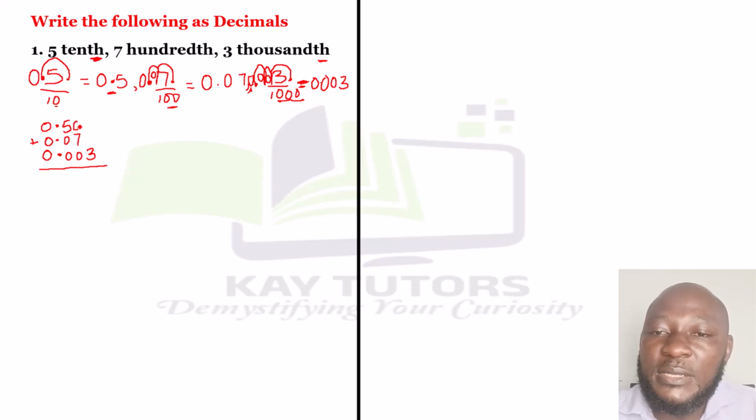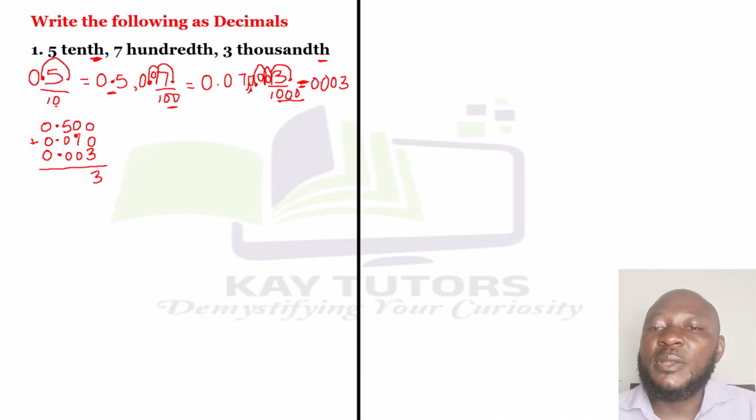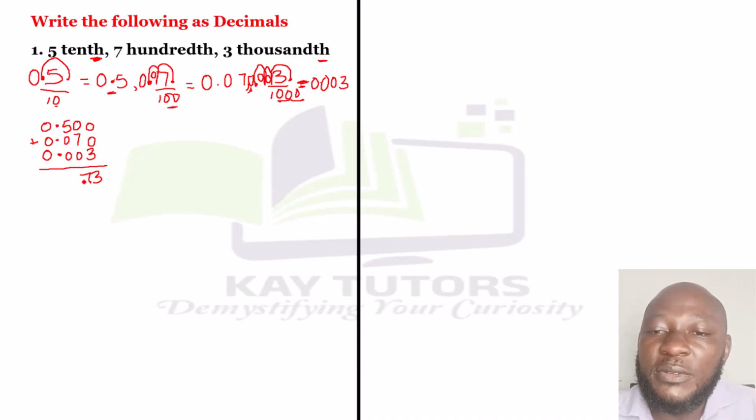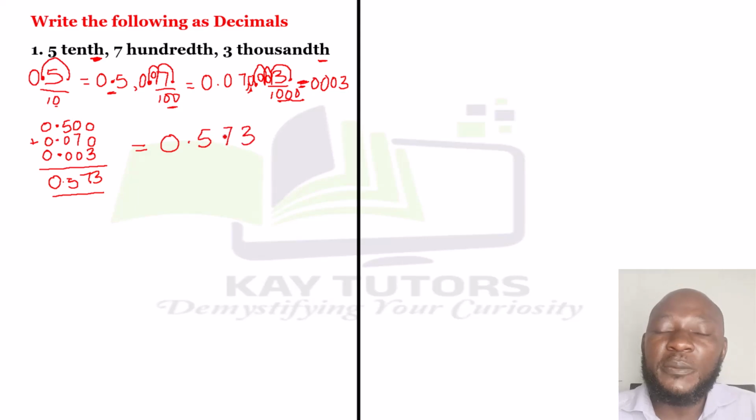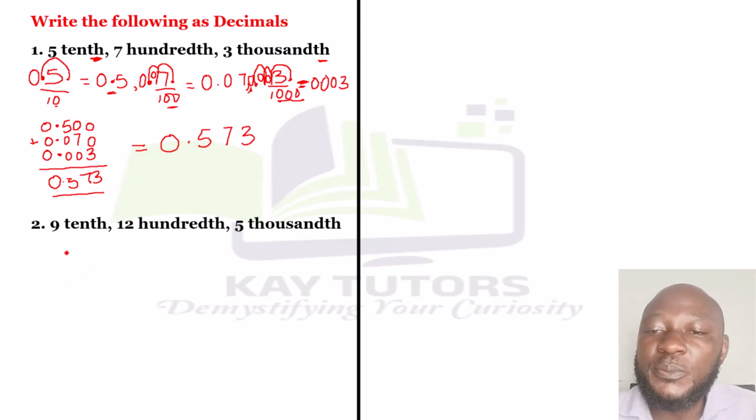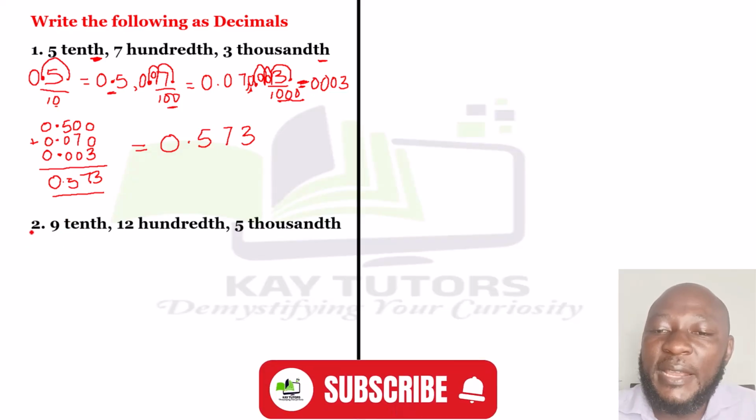Now remember, you can say this is 0 here, 0 here, and 0 here. So 0 plus 0 plus 3, that will give you 3. 0 plus 7 plus 0, that will give me 7. Then I have 5 plus 0 plus 0, that will give me 5. And finally, we have 0 here. So we have succeeded in writing these sets of numbers here as a decimal. So what's our answer? Our answer is 0.573. Let us look at another example. Here we have 9 tenths.